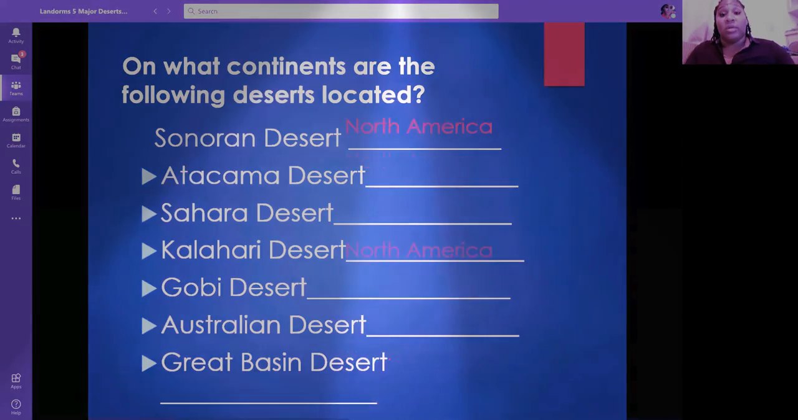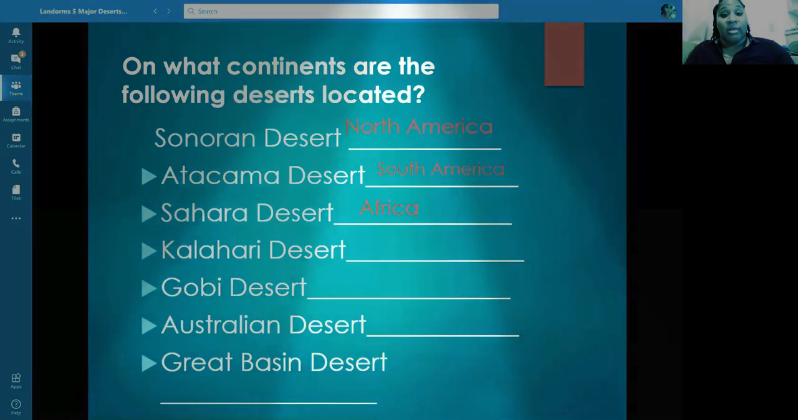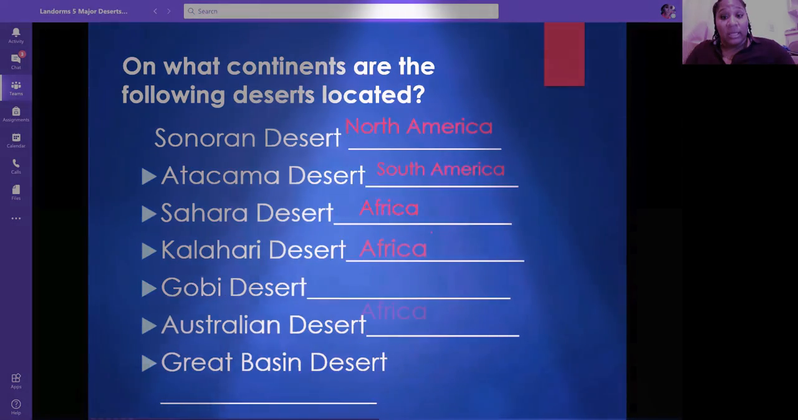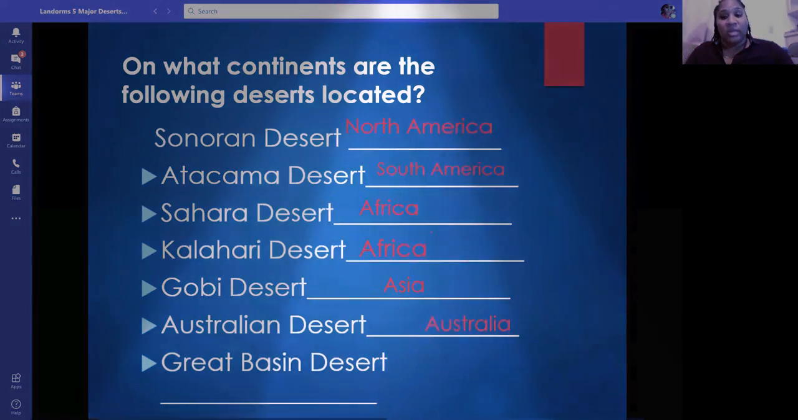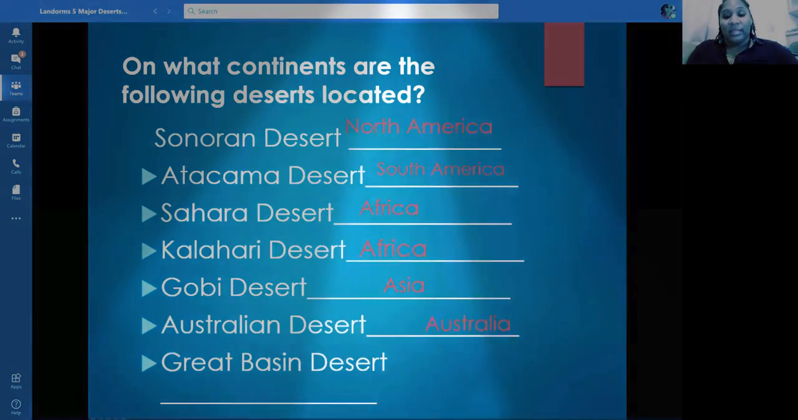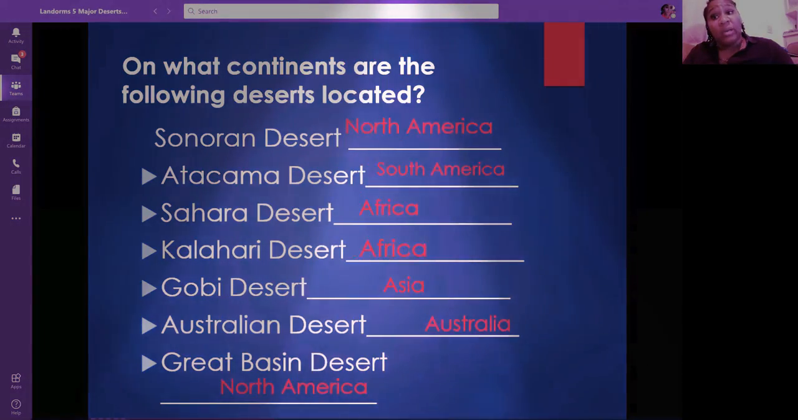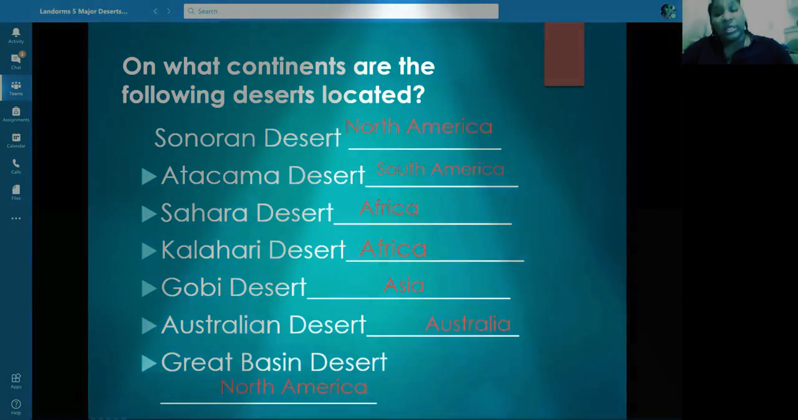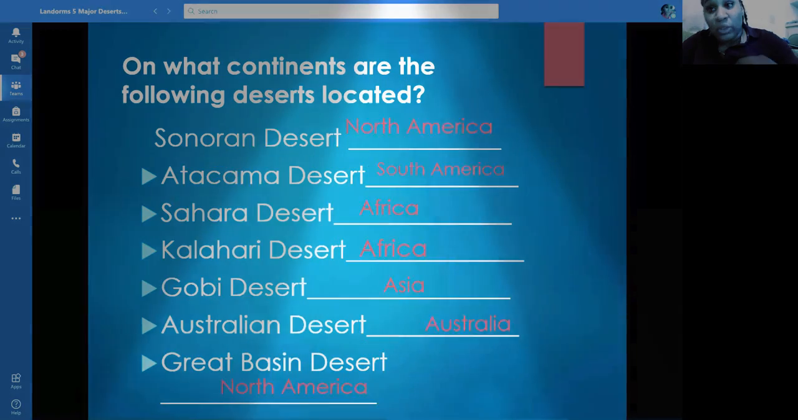The Sonoran Desert, that's North America. The Atacama, that's South America. The Sahara Desert, that's Africa. The Kalahari Desert, that's Africa. The Gobi Desert, that's Asia. The Australian Desert, that's Australia. And then we have the Great Basin Desert, that is North America. We just talked briefly about what a desert is, we looked at the different types of deserts, and we saw deserts on the map of the world. That is in a nutshell what you missed.